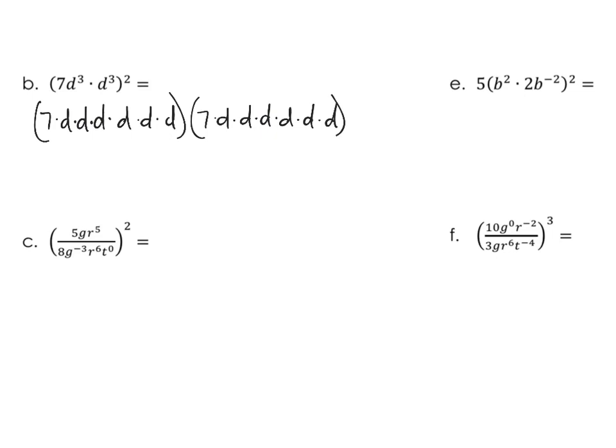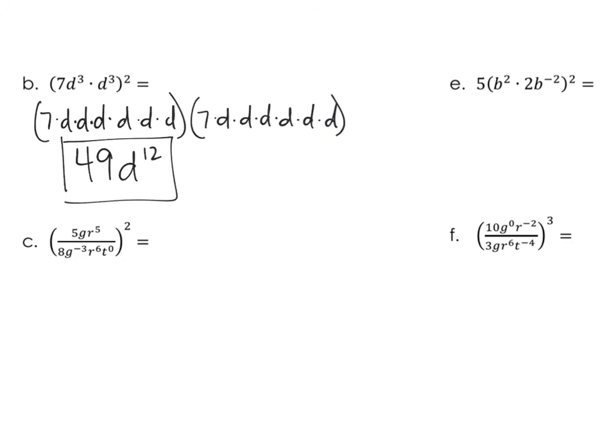So 7 times 7 would be 49. And if I count up all of my d's, I would get 12. So d to the 12th. There's nothing else I can do, so I am done.